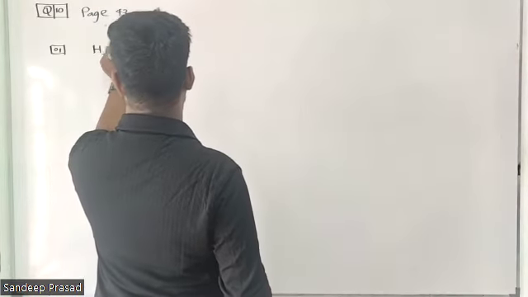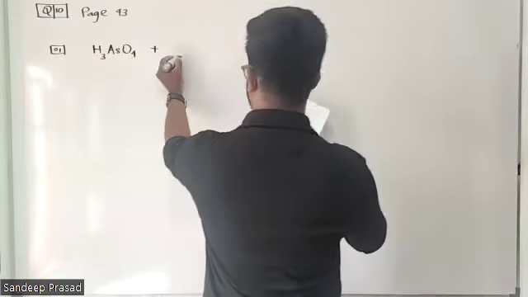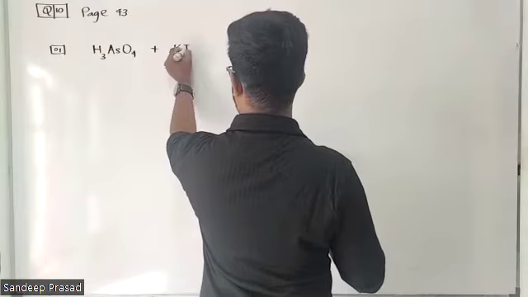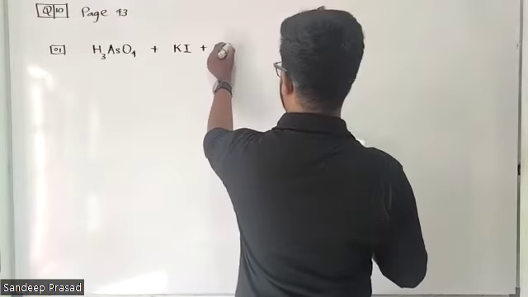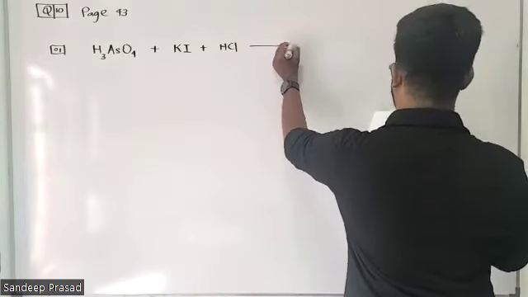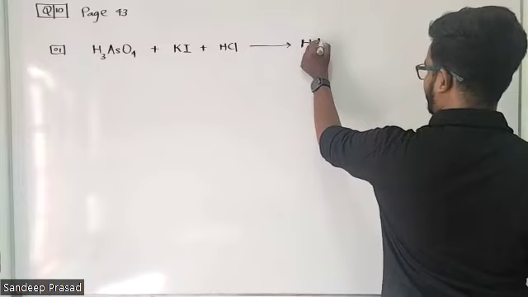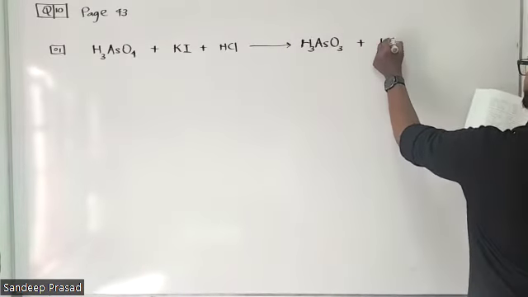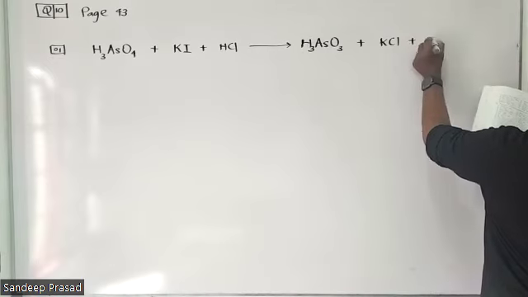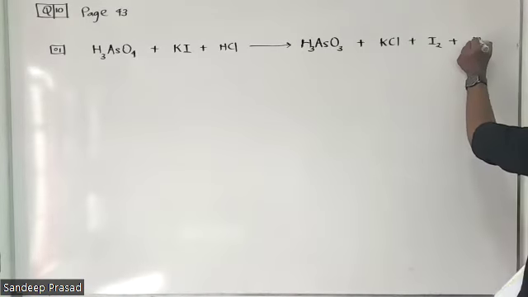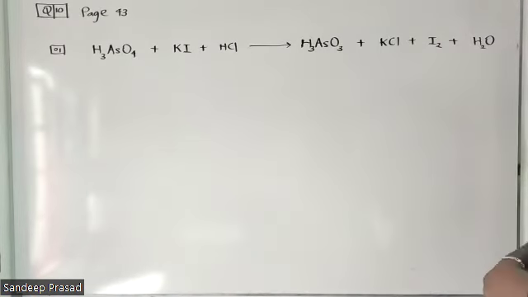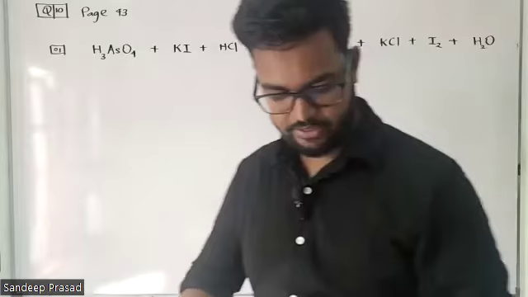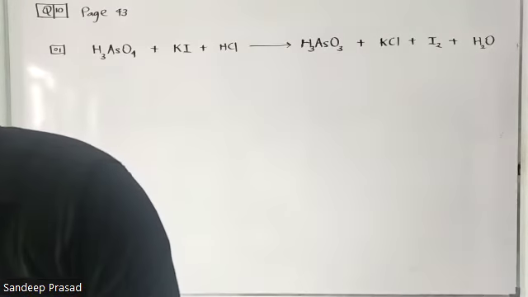Since they have given the products, you don't have to worry. H2SO4, potassium iodide, and HCl converting into H3AsO3, arsenous acid, KCl, iodine, plus water. Let me do the balancing part quickly.